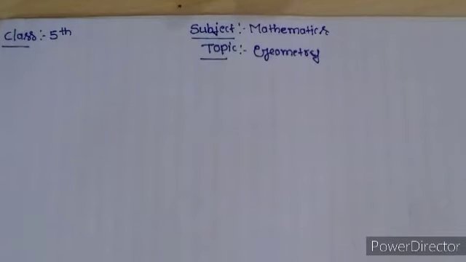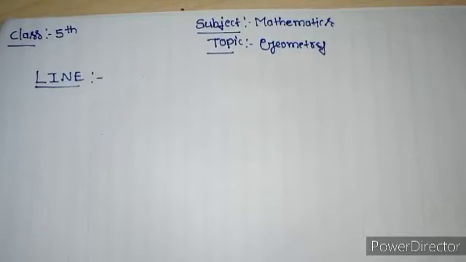Okay, students, we are in the chapter geometry. In the last class, we learned about construction of angles, like right angle, acute angle, and obtuse angle. Today in this class, I am going to teach you lines. So we know what a line is, right?